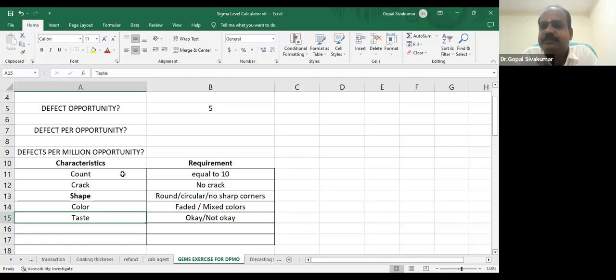Count is a number. CTQ is in a perfect format. But crack, will you be able to measure the crack? Do you have an instrument which can measure the intensity of crack? We really don't need that right now, isn't it? We don't want it here. Just a visual inspection. Are there any cracks initiated? Are there any damages within a gem, or the gem is broken into pieces? You can just count again. This is called a weaker way of measuring.